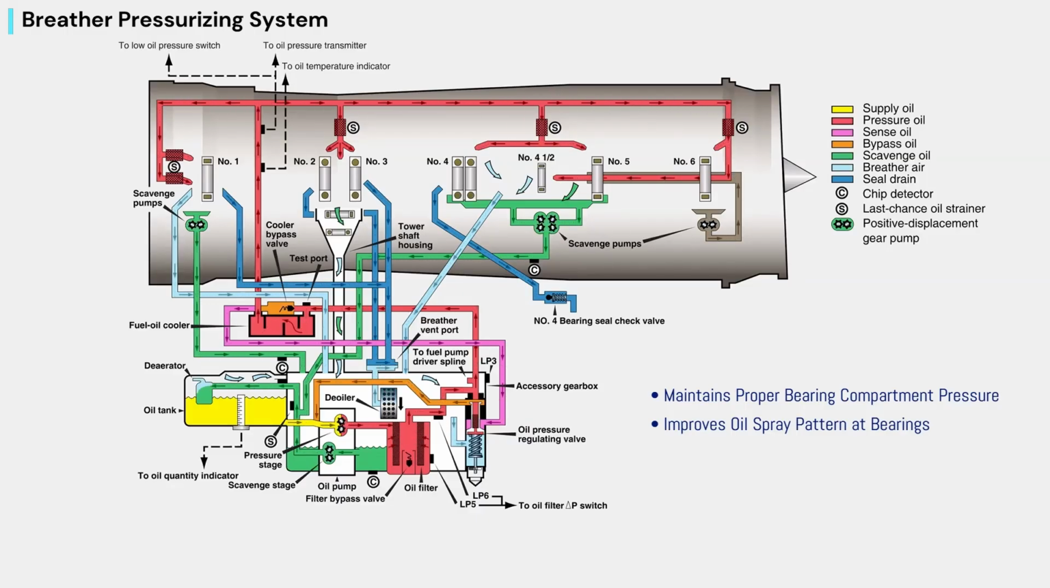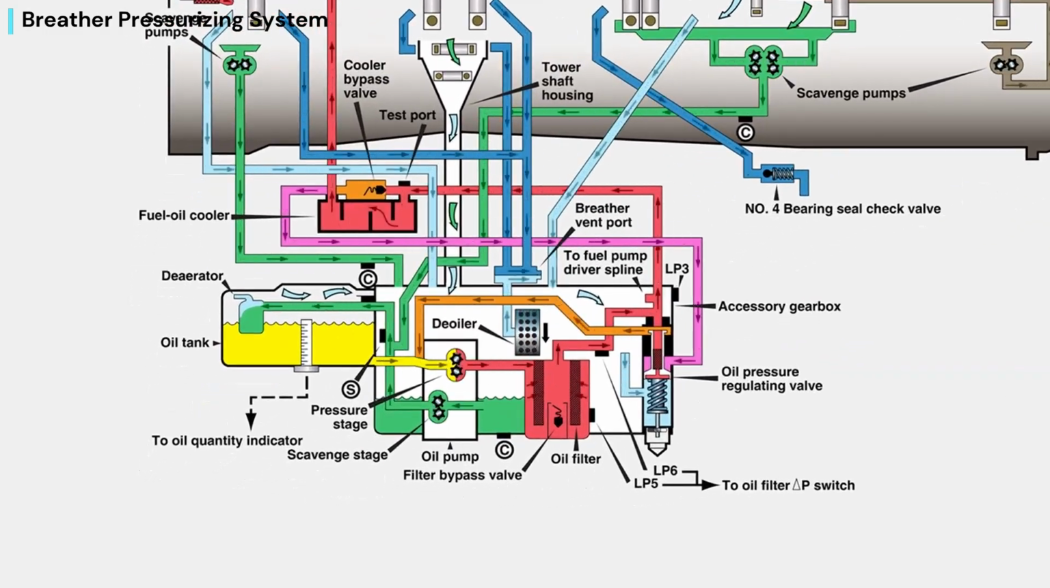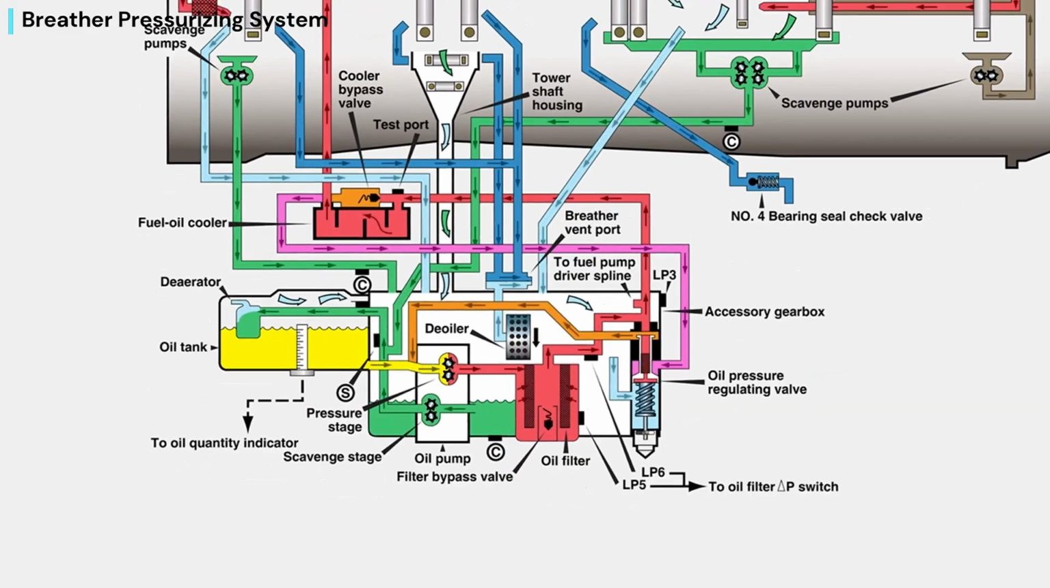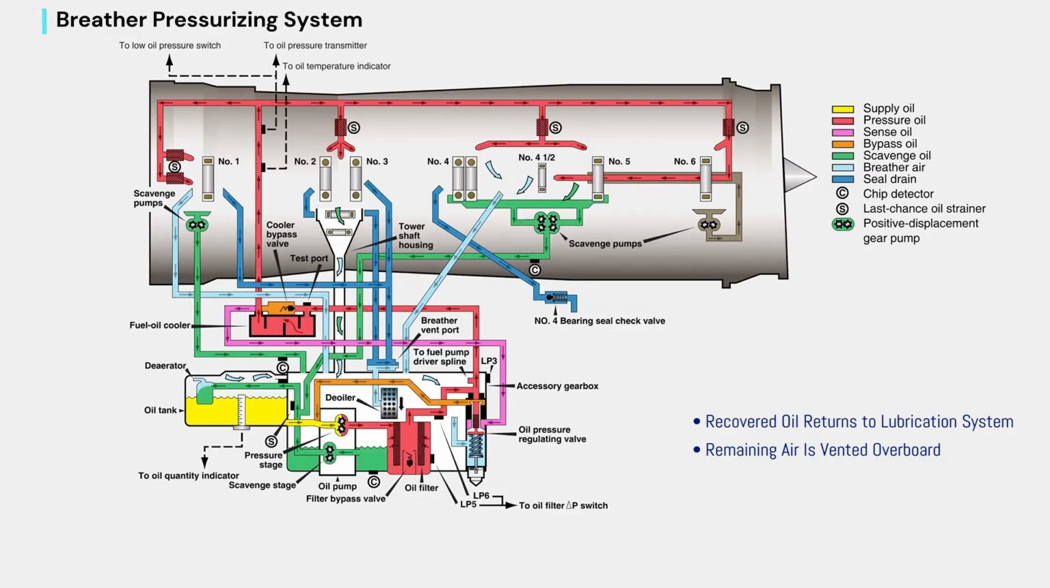Breather tubes connect the bearing compartments, the oil tank, the compressor section, and the turbine section. These tubes carry air and oil vapor to a component called the deoiler. Inside the deoiler, the oil is separated from the air oil mist. The recovered oil returns to the lubrication system. The remaining air is vented overboard. This keeps the lubrication system balanced and prevents excess pressure from building up inside the engine.